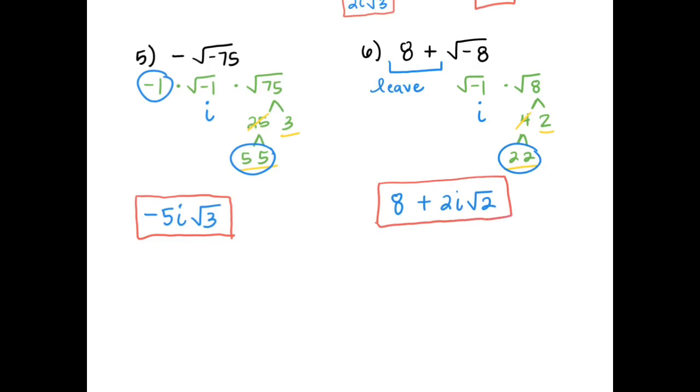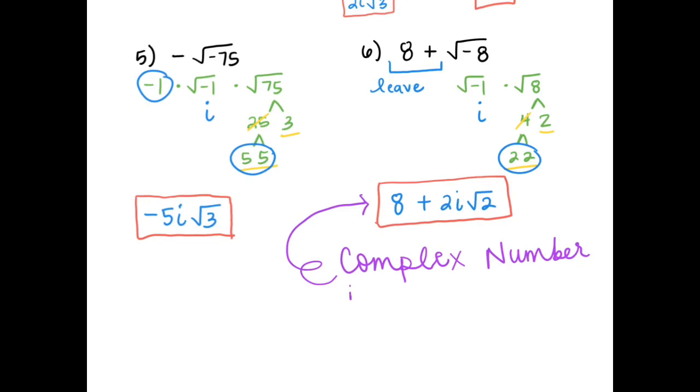Now, anytime that we have this plus sign involved, that's actually a new vocabulary word. It's called a complex number. It's any time that you mix a real number with an imaginary number. So the real part is the part without the i, and the imaginary part is the part with the i.